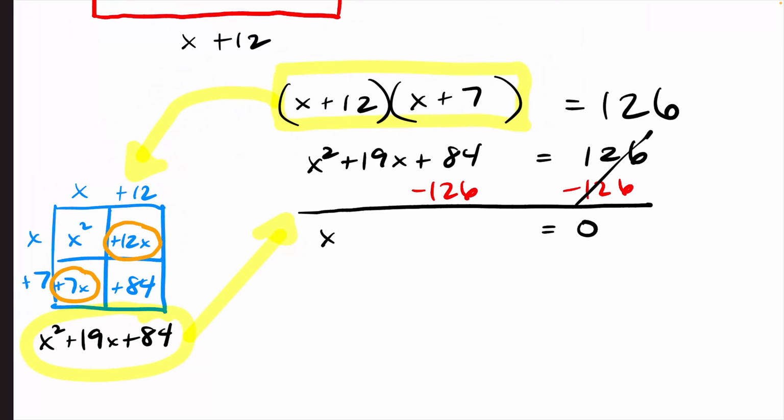This time I can subtract it because there's like terms. 84 minus 126, those are like terms. I can subtract those. When I subtract those, I get negative 42. Trinomial.